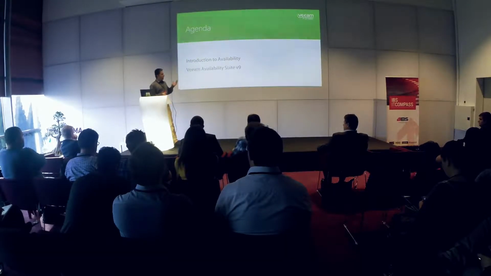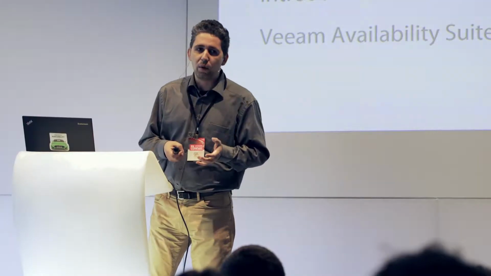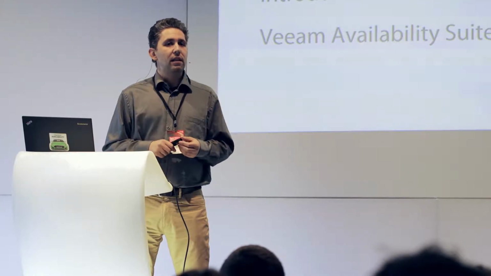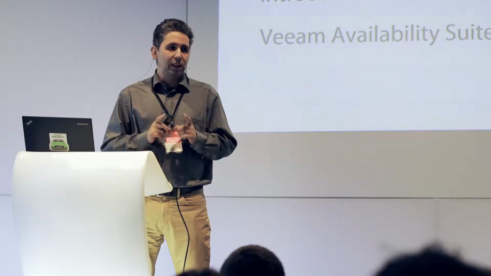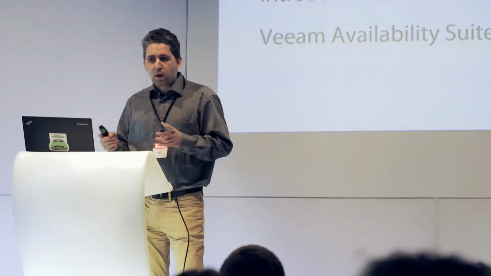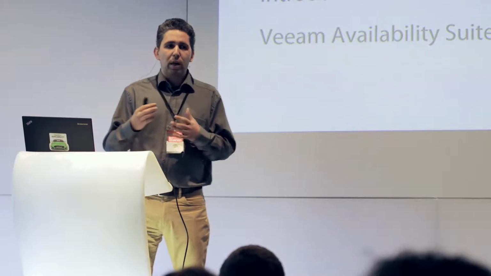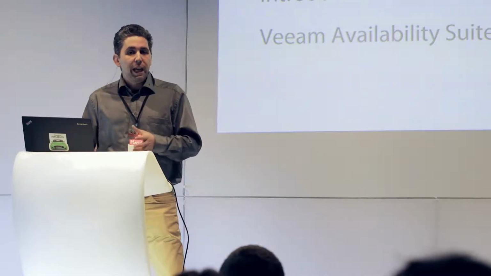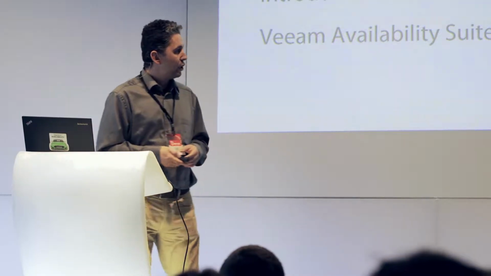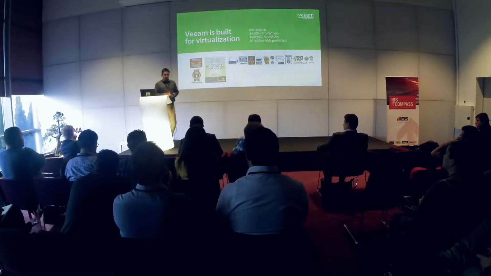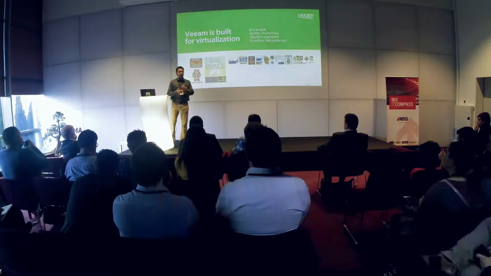As I said, the second part is for Veeam Availability Suite version 9. This is a product that is not yet released. It will be available in December. So we are going to talk about what's new, basically what's new from the product that we have today and what's coming in version 9. I will start with these marketing slides, okay?